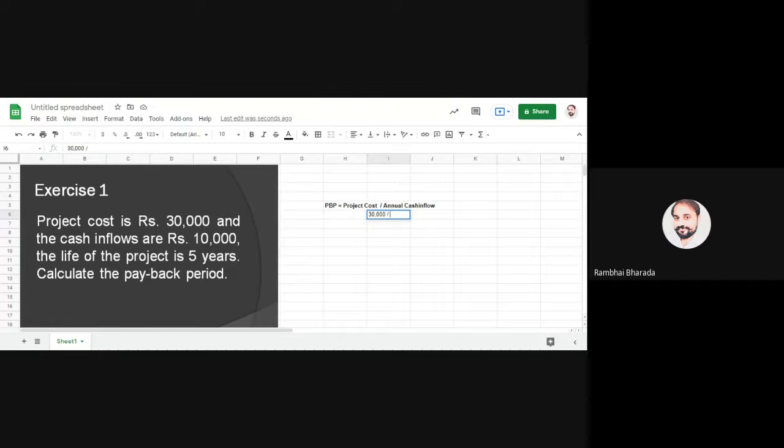30,000 is the project cost upon 10,000. Your answer is 3 years. Am I right? You have done this practical question. And here the project is accepted. Why is the project accepted? Because the calculated PBP is less than the life of the project.